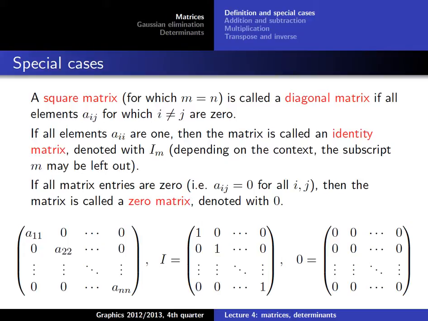And if this square has 0 values everywhere except for the diagonal, so that only the a_ii coefficients can be unequal to 0, then we call this a diagonal matrix. Again, the name comes from the fact that if you look at it and you have only zeros in the upper right and lower left triangle, then of course it's a diagonal.